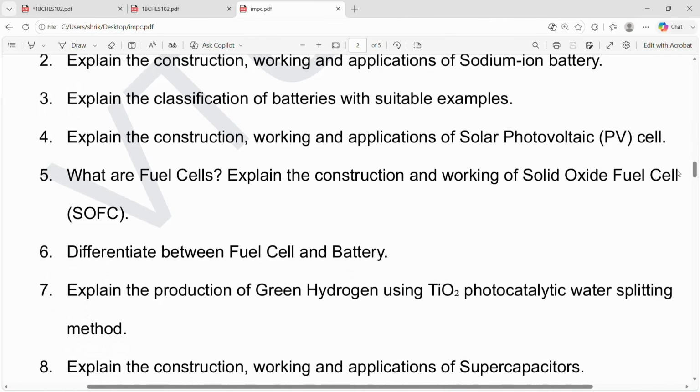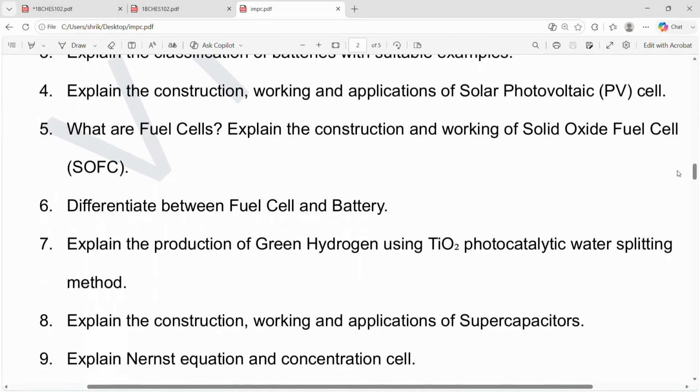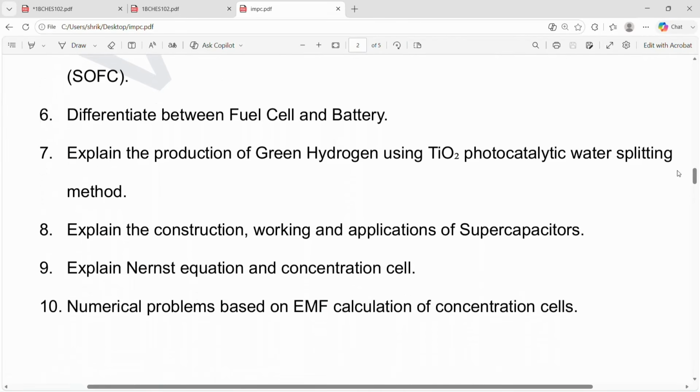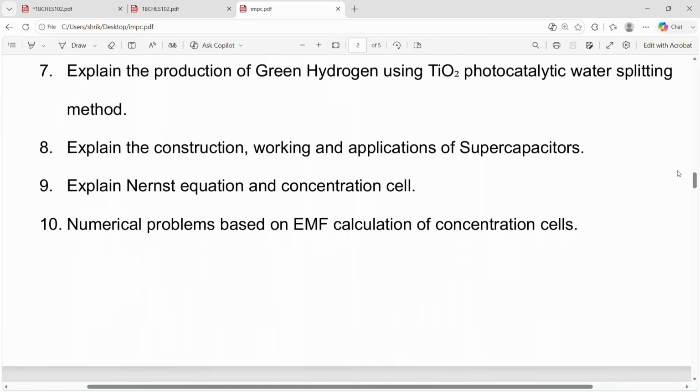Differentiate between fuel cell and battery. Explain the production of green hydrogen using TiO2 photocatalytic water splitting method. Explain the construction, working and applications of supercapacitor. Explain Nernst equation and concentration cell.